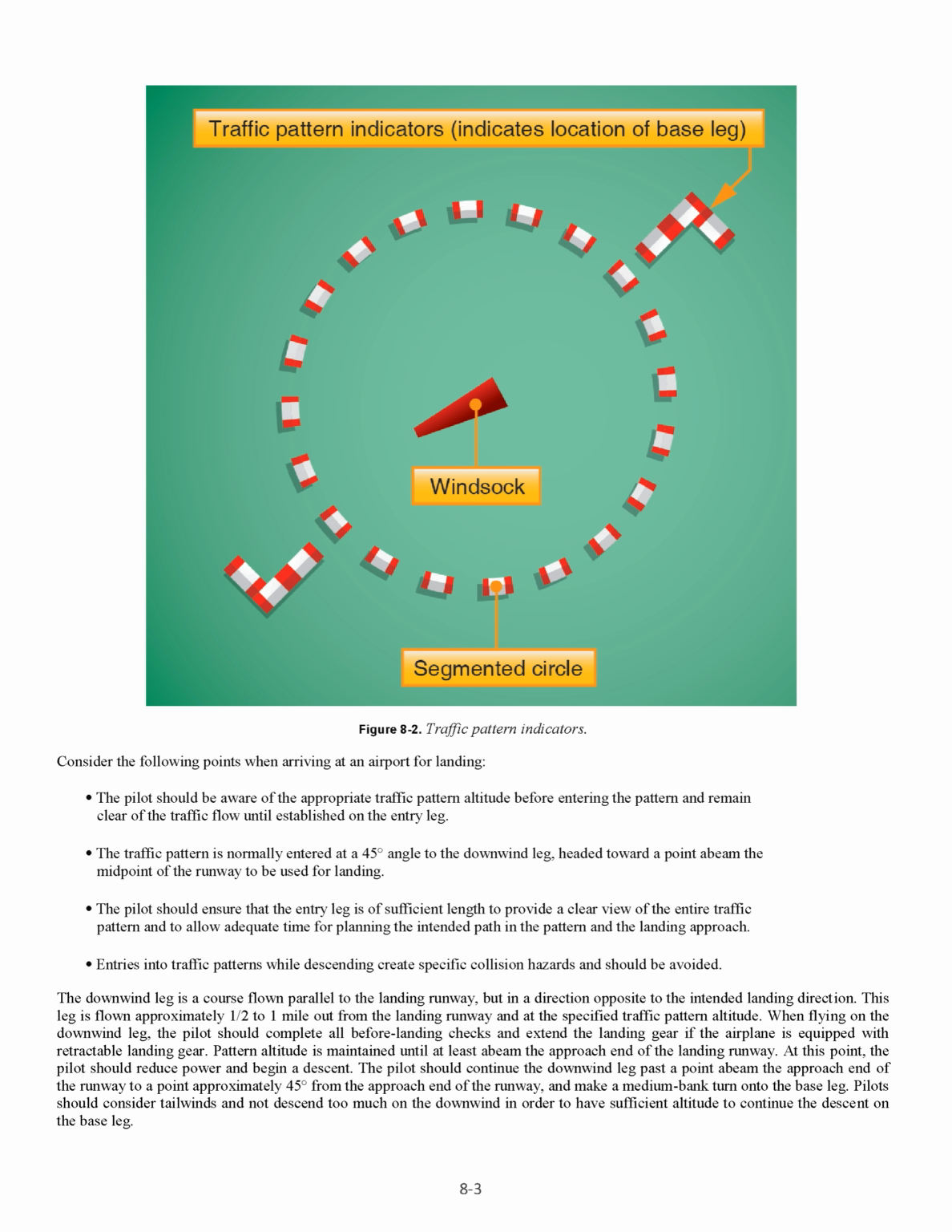The pilot should continue the downwind leg past a point abeam the approach end of the runway to a point approximately 45 degrees from the approach end of the runway, and make a medium bank turn onto the base leg. Pilots should consider tailwinds and not descend too much on the downwind in order to have sufficient altitude to continue the descent on the base leg.